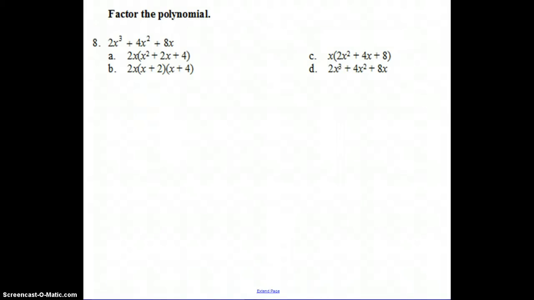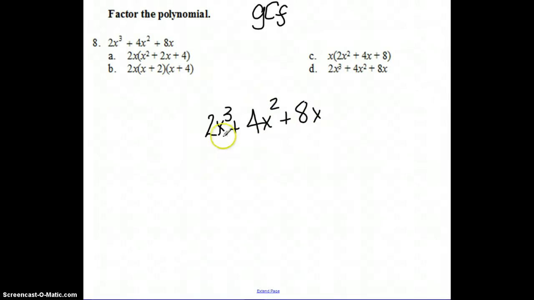Now this one says factor the polynomial. That means that they want you to use greatest common factor. So I'm going to rewrite this below because this is a technique that I've kind of used all the way through this section. Write it just the way it is. And if I look at all these, they all have a 2 that will go into all of them, and they all have at least one x in common. So that means the greatest common factor is 2x. So I know I'm going to skip a line, and then I'm going to write 2x. And then I'm going to do my parentheses.